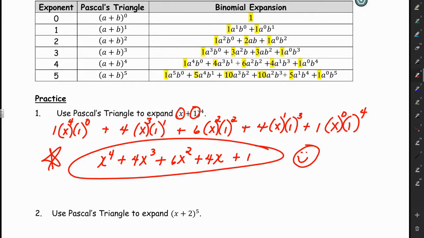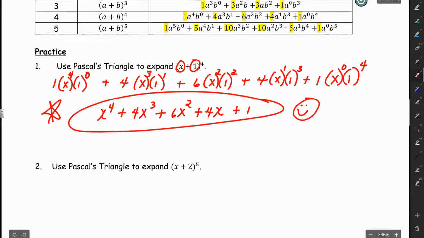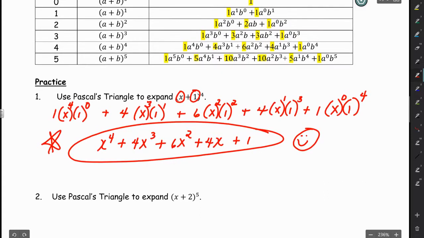All right, let's try another one. This guy is to the 5th power, which means we're going to use the 6th row of Pascal's triangle. So we have our first row, our second row, our third row, our fourth row, our 5th row. We need our 6th row of Pascal's triangle. So our coefficients are going to be 1, 5, 10, 10, 5, and 1. Let's write those out first.